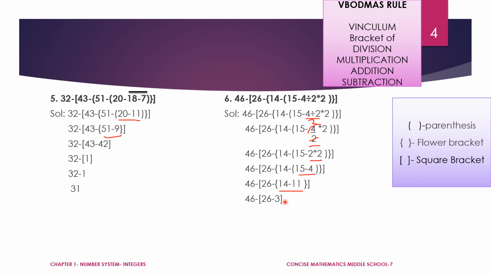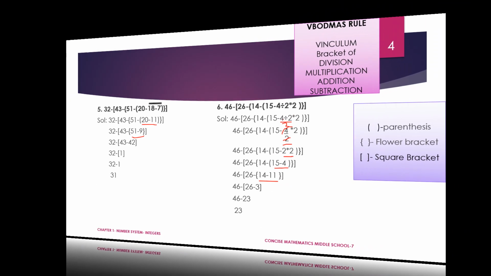In this square braces, you don't have any division, multiplication, addition. So subtraction is the only option, so you can do that. And 46 minus 23. Again, you can subtract these both and what you get is 23. Next, let's move on to the 7th one.